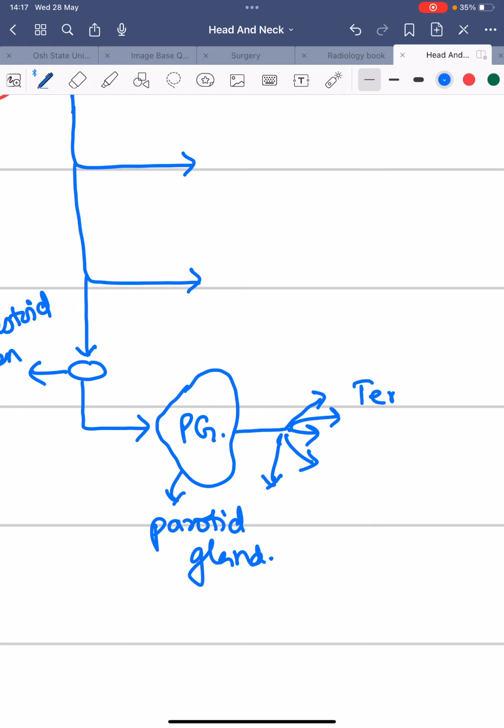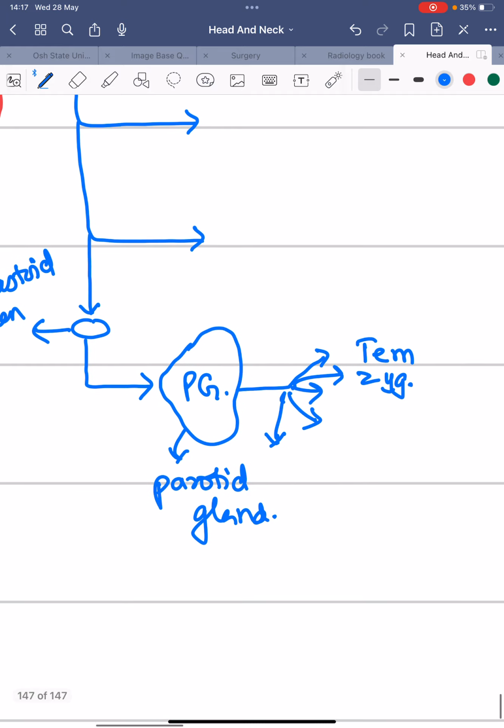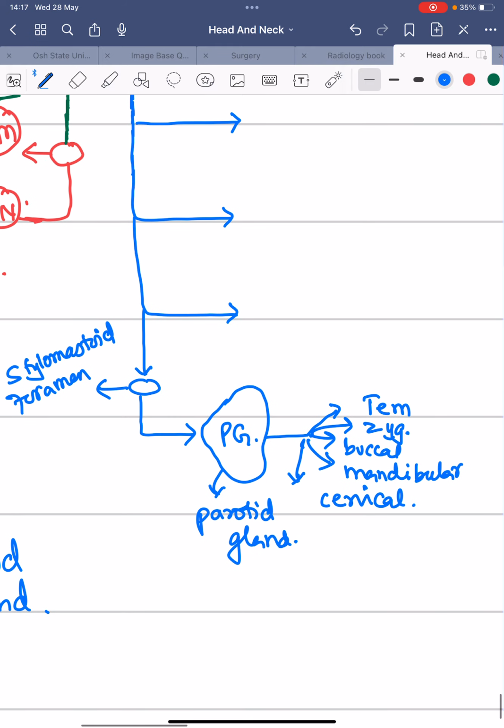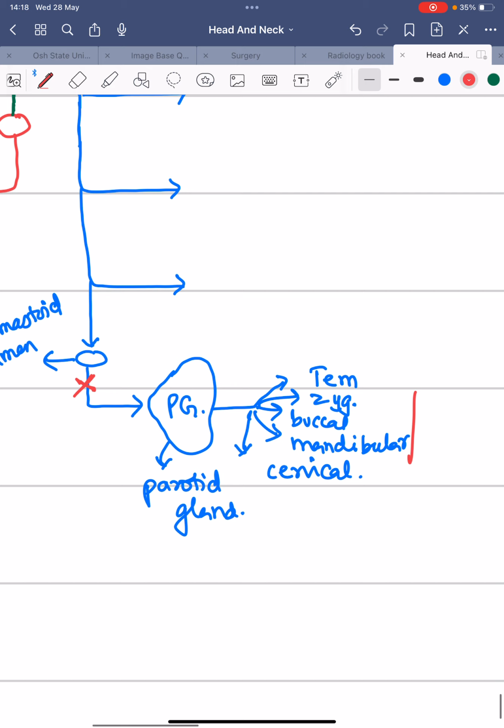Temporal branch, zygomatic branch, buccal branch, mandibular branch, and cervical branch. Okay. Now see here, if patient is having lesion here after the stylomastoid foramen, all these muscles are becoming non-functional and patient will develop what?